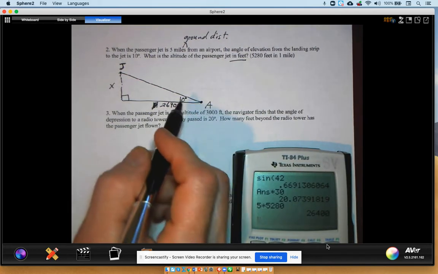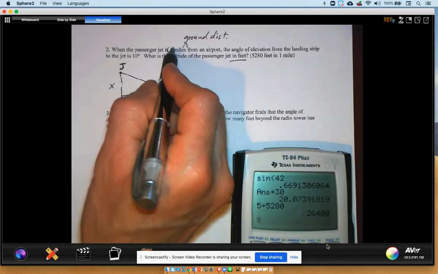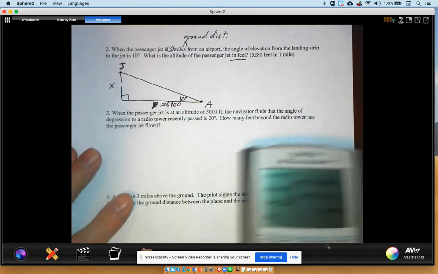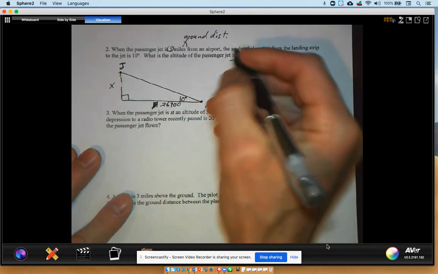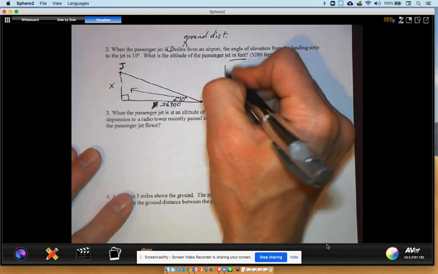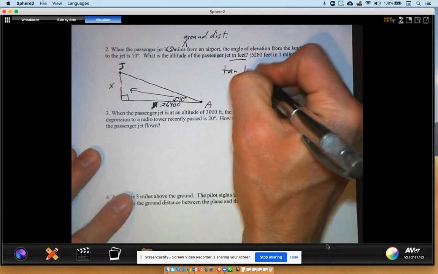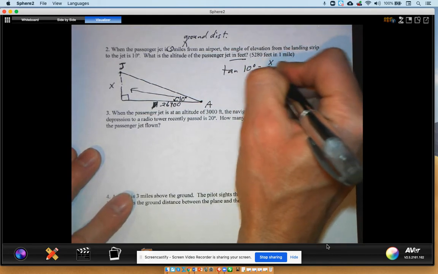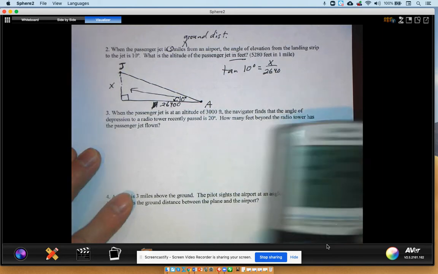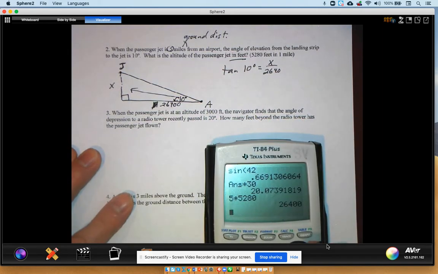So I converted in feet right away. Instead of using this 5 miles, because it asked for an answer in feet, I'm going to convert my numbers and do it that way. Okay, SOHCAHTOA is our friend. It looks like we have opposite, adjacent, tangent. Tangent 10 degrees equals x over 2640. Let's solve that problem.